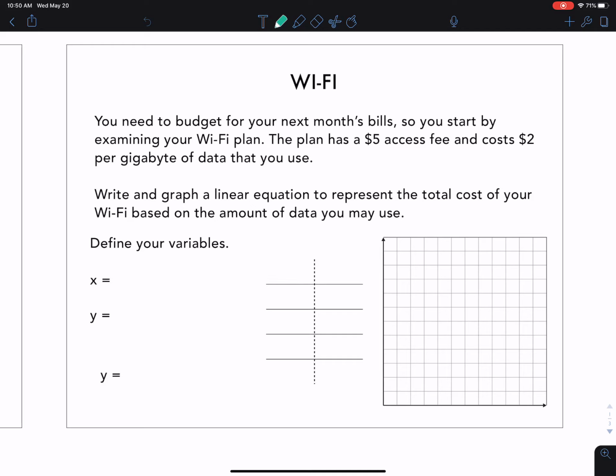So you start by examining your Wi-Fi plan. There's a $5 access fee and $2 per gigabyte of data that you use. Write and graph a linear equation to represent the total cost of Wi-Fi based on the amount of data that you may use. So the linear equation is going to represent the total cost. So that's what y is going to tell us, is the total cost. Based on the amount of data used.